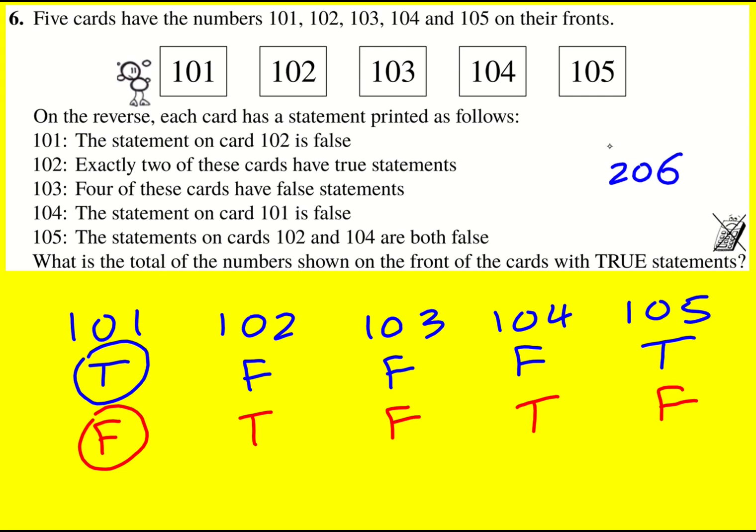So it's consistent. We don't actually know which is true and which is false, but we know that regardless, it must be that the total of the numbers on the front of cards with true statements is 206.